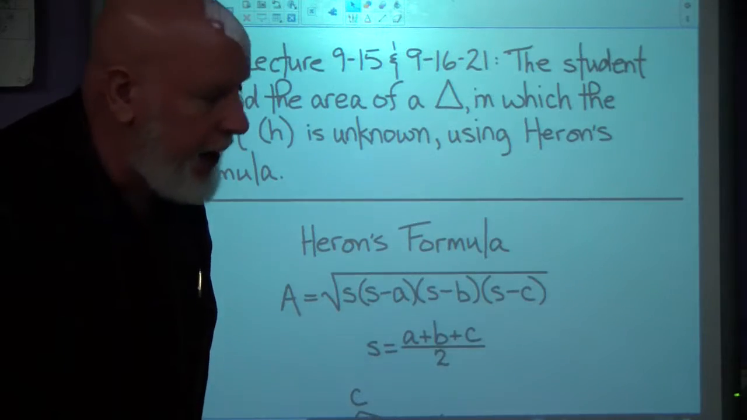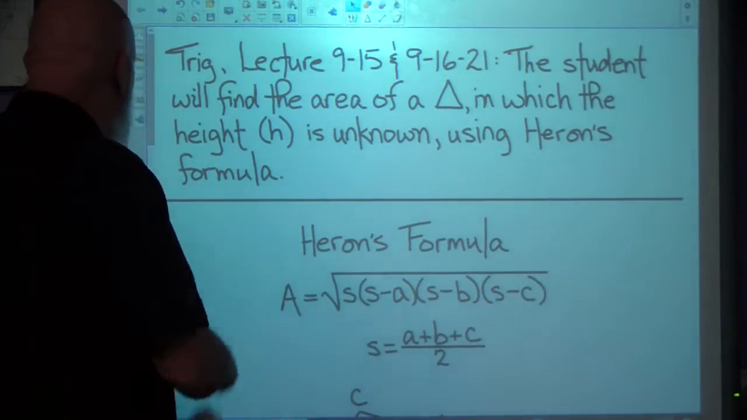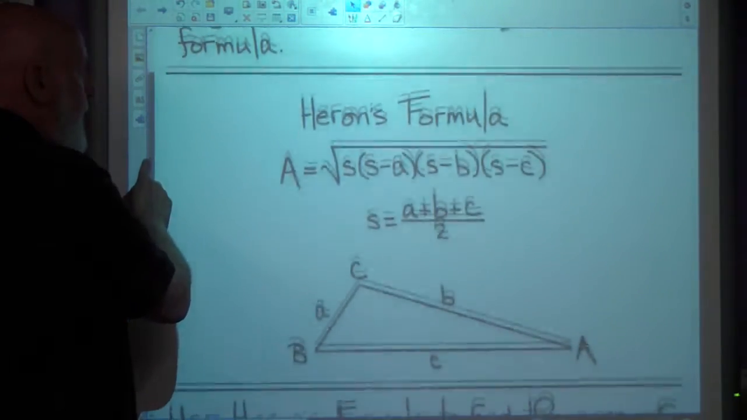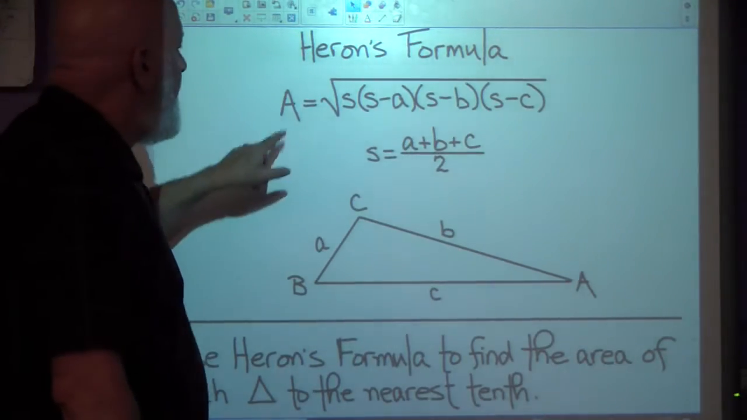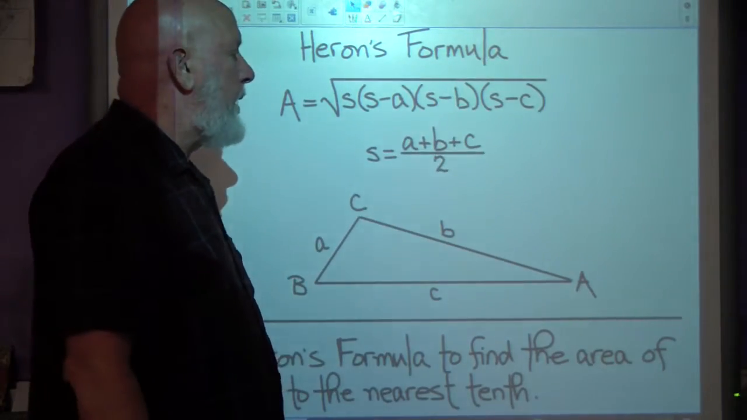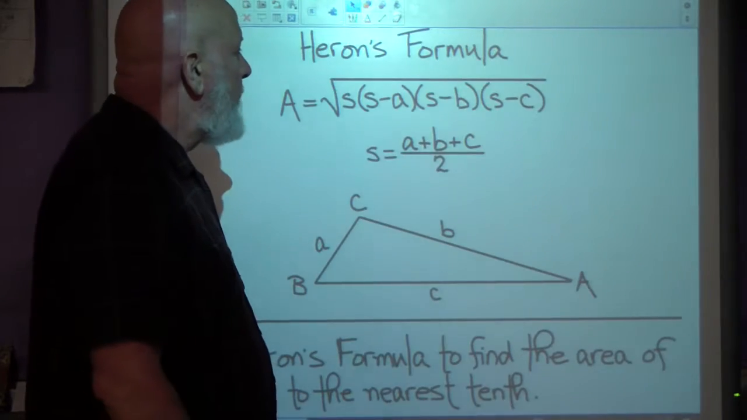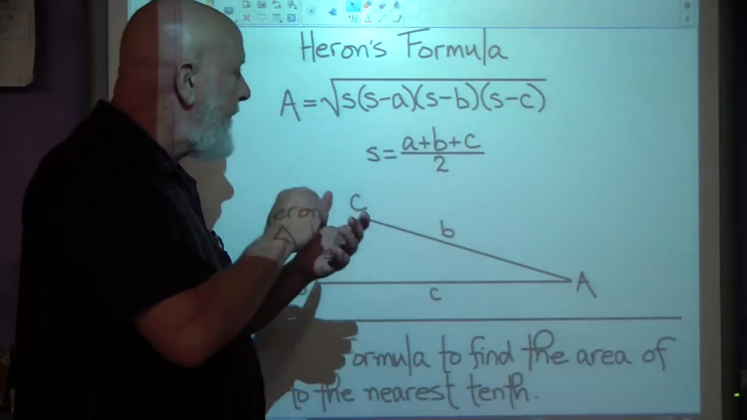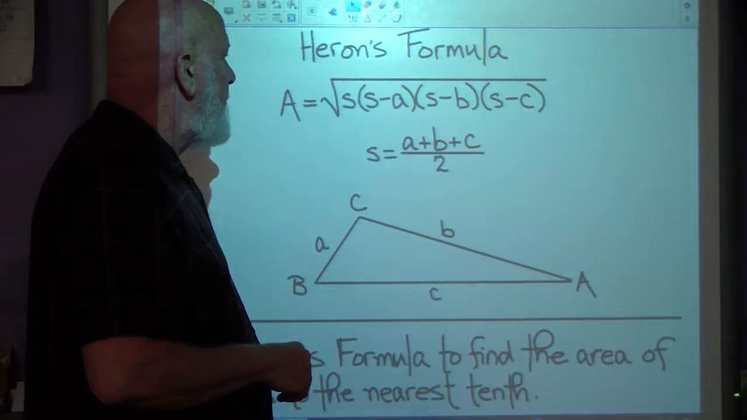How to find the area of a triangle if all we know is the sides of the triangle. We don't know the height. Here's Heron's formula. Looks horrible and scary, but luckily we have a calculator, and if we can get our values entered correctly with our fingers, the calculator will do all the work for us.